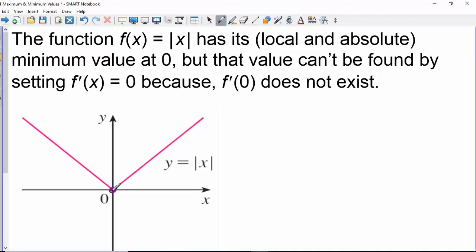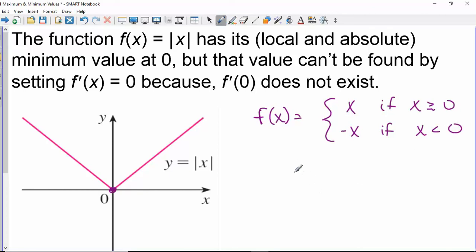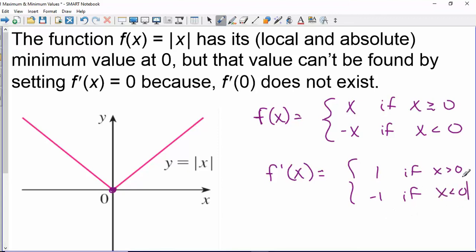Can we agree this is an absolute minimum? But remember, when we did the derivative of this, before we did the derivative of our absolute value, we had to look at the piecewise function. And we said it was, if your number is positive, the absolute value doesn't change it. But if the number is negative, the absolute value does the opposite of that. And then when we did the derivative, the derivative of the first is 1. And the derivative of the second one is negative 1.